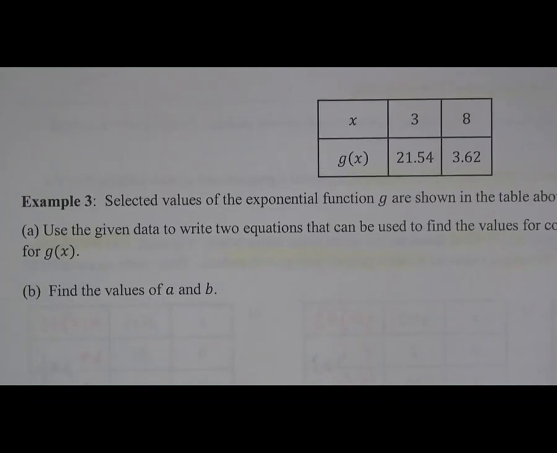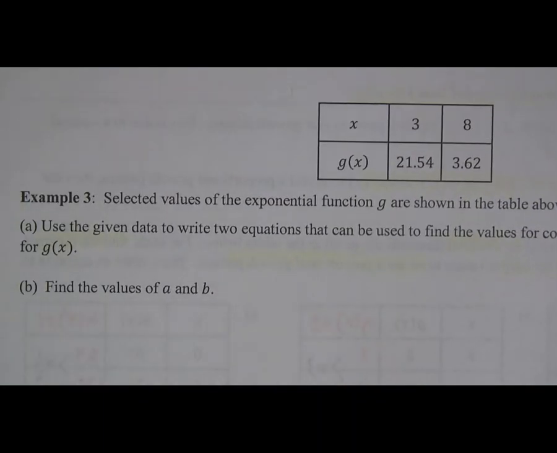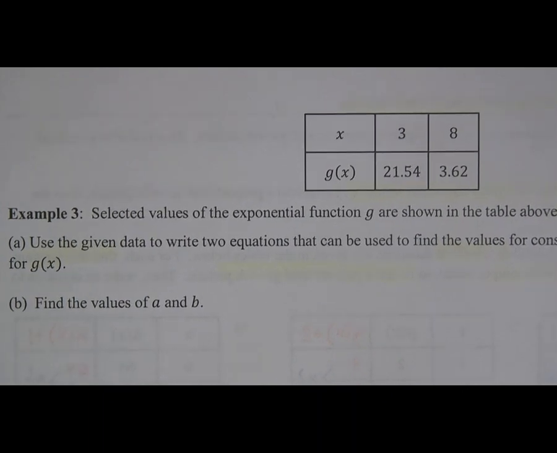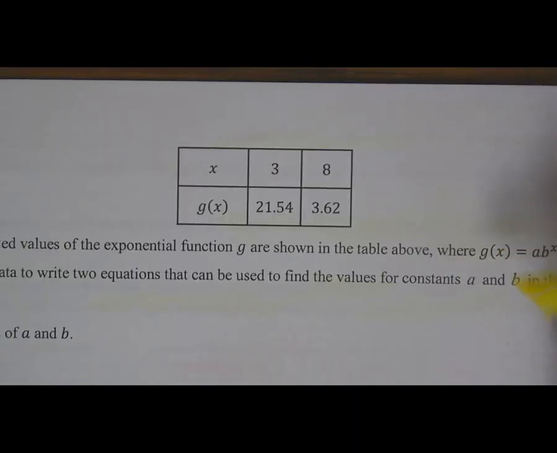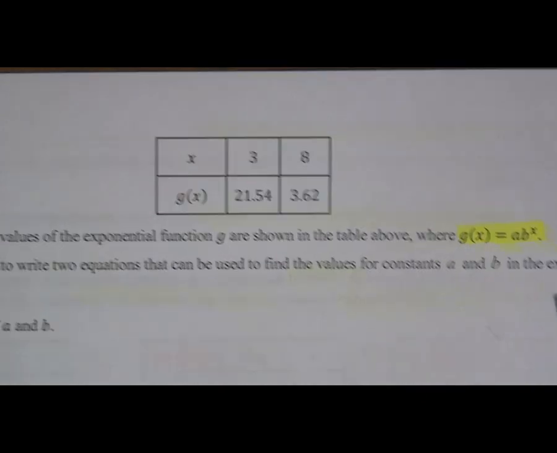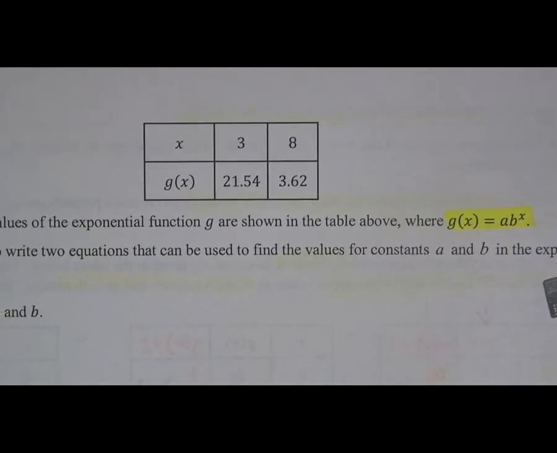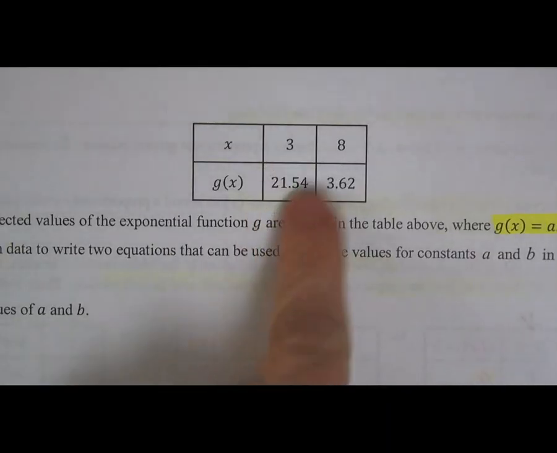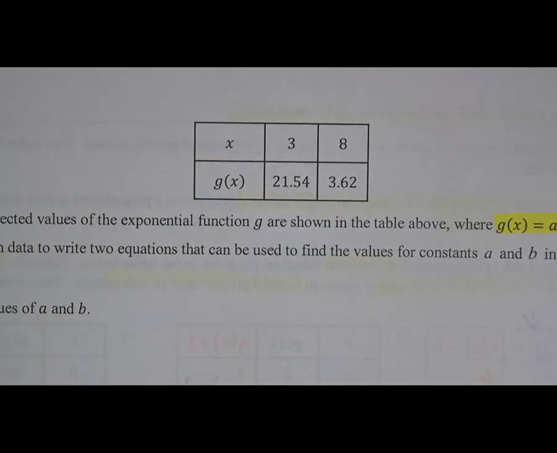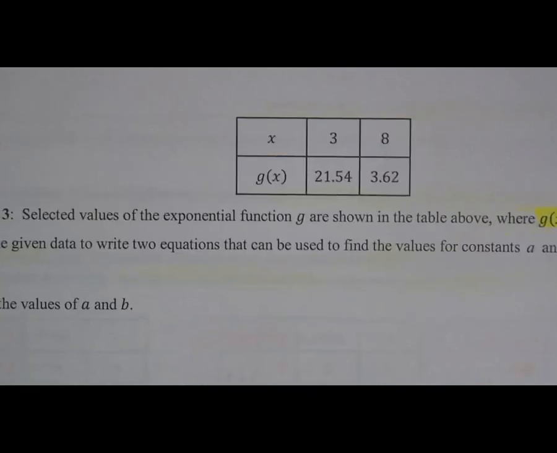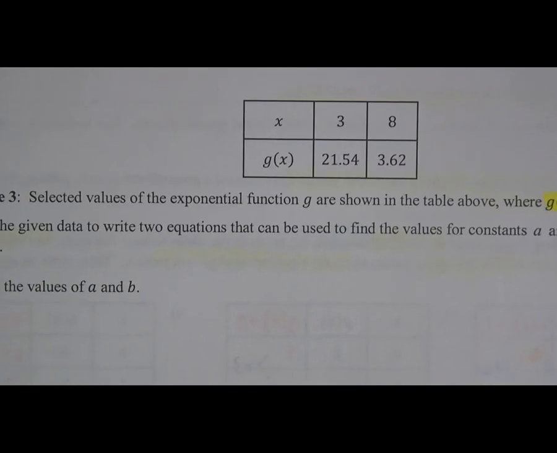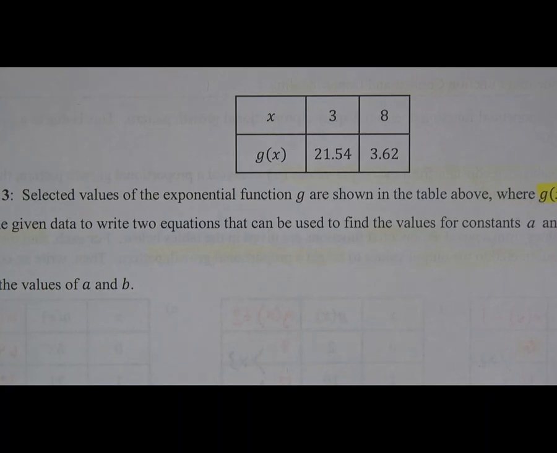Okay, so here's another example. The selected values of an exponential function are shown. This was more like what you saw on the test, but on the test, the difference was you could do that in binary. A and B were not crazy decimal values. Okay, we have inputs and outputs here. Use the given data to write 2 equations that could be used to find the values for A and B. So if you are planning on retaking the free response, this is really good practice for you to do that.